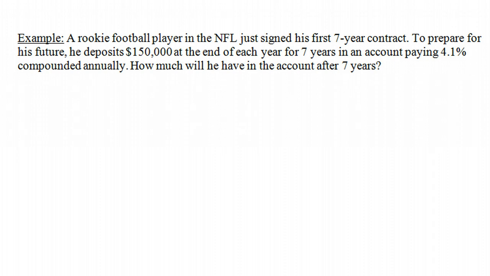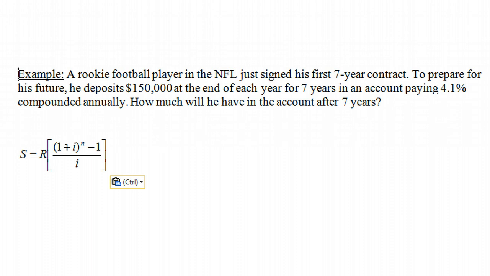Now notice we have an ordinary annuity. He's putting his money in at the end of each year. It's compounding annually, and he's also putting it in once a year. And the payment amounts are the same. It's not changing. It's $150,000 every time. Okay, so I just put the formula there. Let's start plugging some numbers in here.